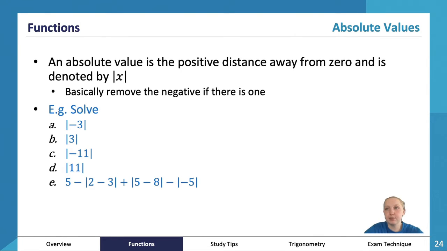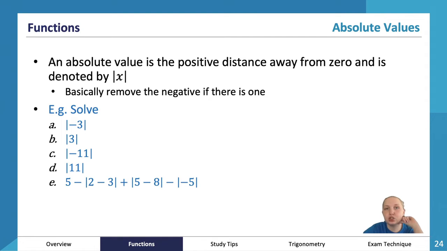So next we're just going to have a bit of a look at absolute values. So you may know absolute values, but you might not know what the graph of an absolute value looks like. But essentially the absolute value is just the positive distance away from 0, denoted by these sort of straight lines with x or whatever number in the middle. Essentially, you're just removing the negatives if they're there.